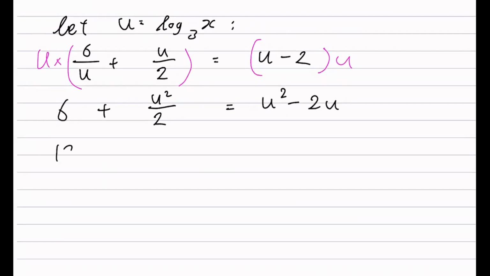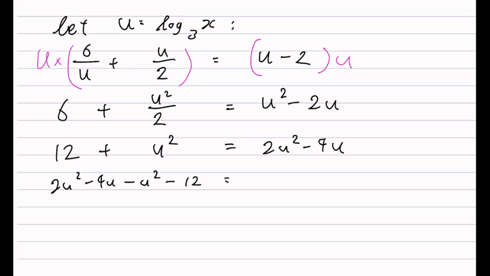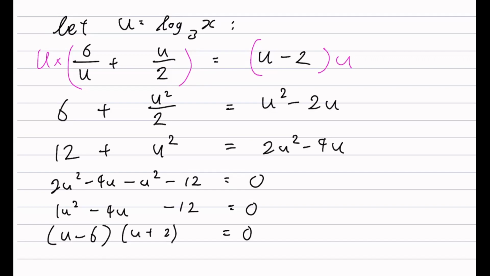Maybe I times 2 throughout, so I can get rid of the fraction. So 12 plus u square equals 2u square minus 4u. I bring over the u square, I bring over the 12, equals 0. So we get 1u square minus 4u minus 12 equals 0. Can I factorize this? Yes, minus 6 plus 2. Then you get u equals negative 2 or u equals 6.